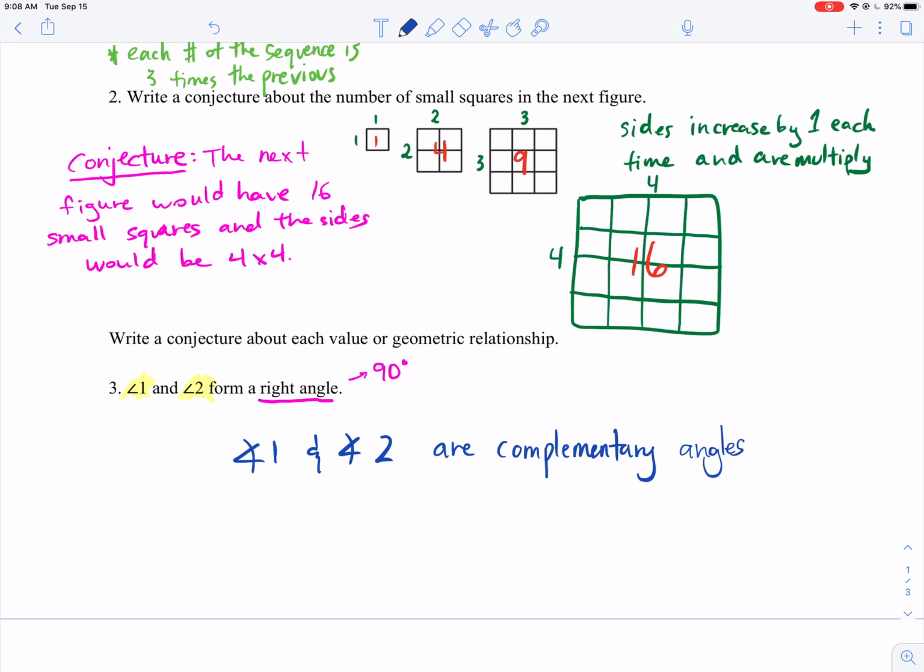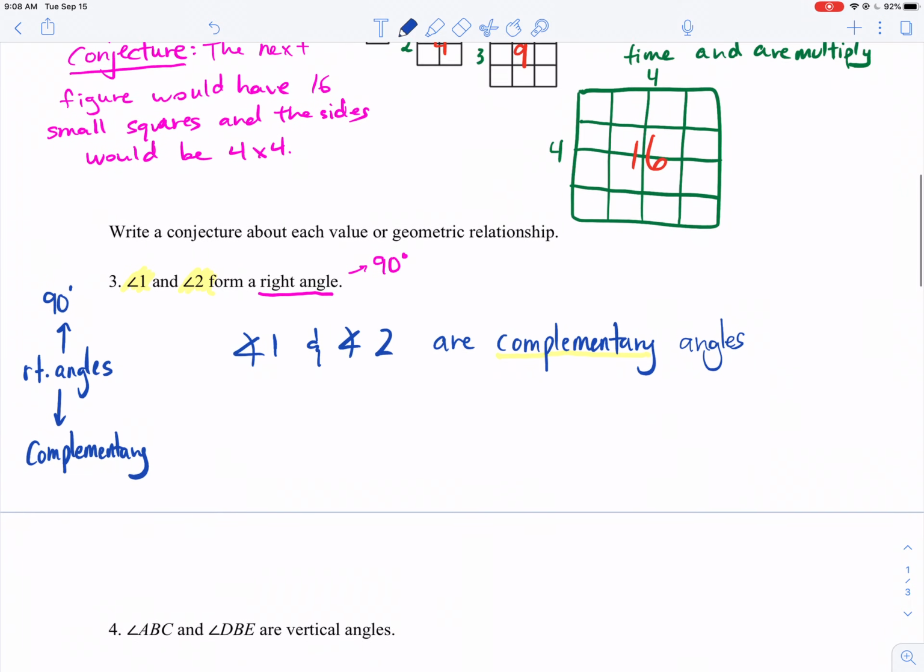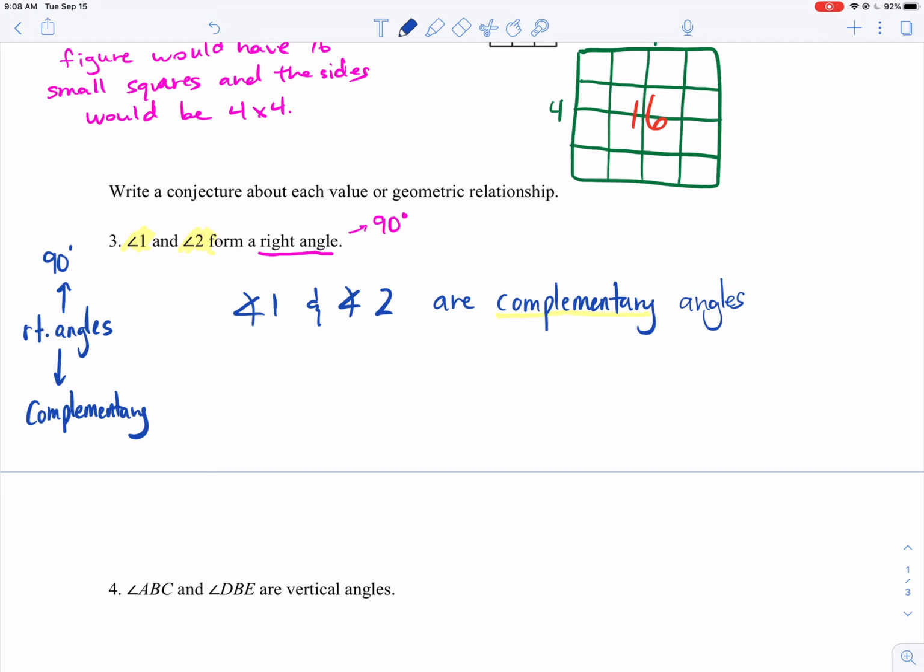Okay? So we got to make sure we know that when we're talking about right angles, we can go a couple different ways. We can go to the 90-degree way, or we can go complementary, depending on what the question or the proof is going to need. So right angle kind of bridges between those things. All right, let's go down to number 4.